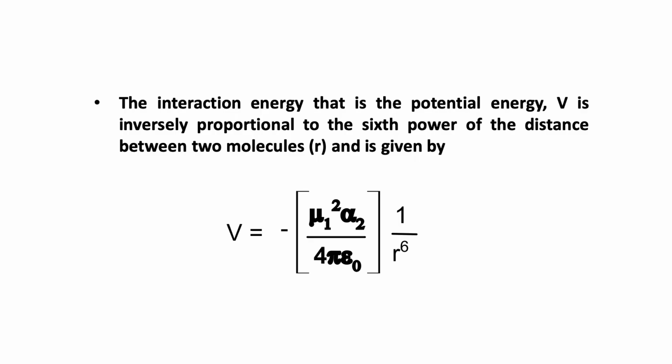Here also the interaction energy, that is the potential energy V, is inversely proportional to the 6th power of the distance between the two molecules r, and is given by the equation V = -(mu1^2 alpha 2 / 4 pi epsilon 0) (1/r^6), where epsilon 0 is the permittivity of space.